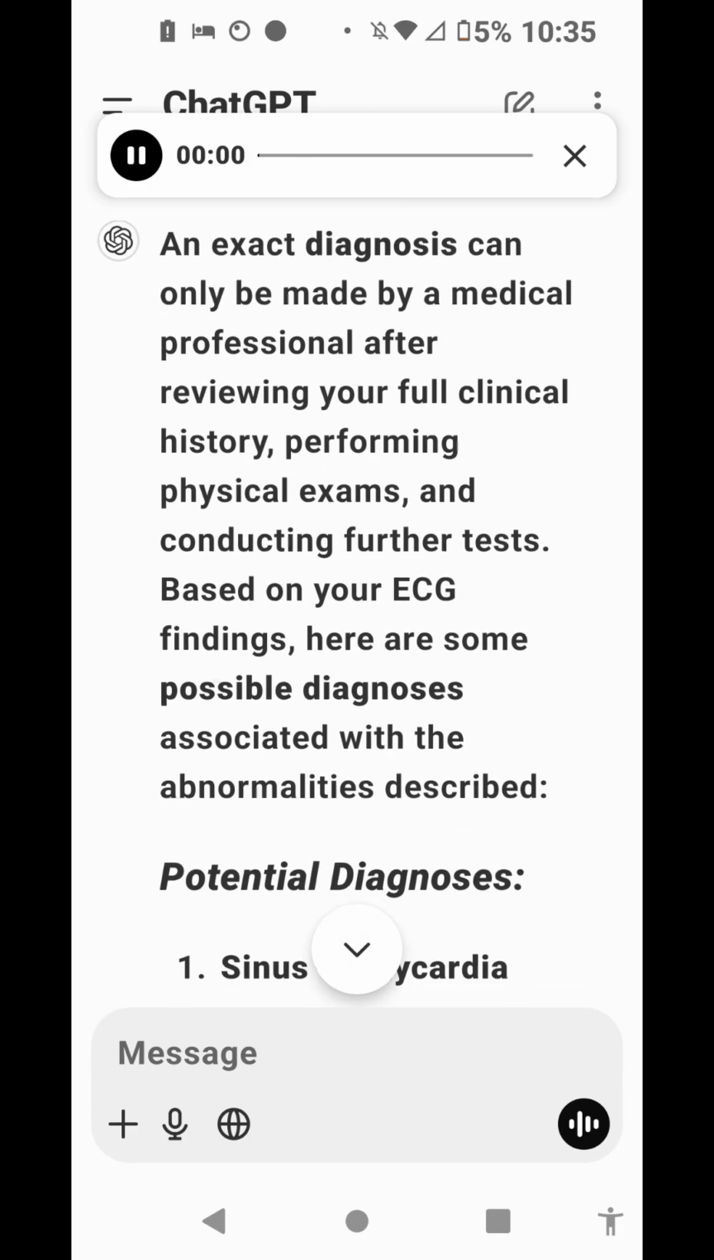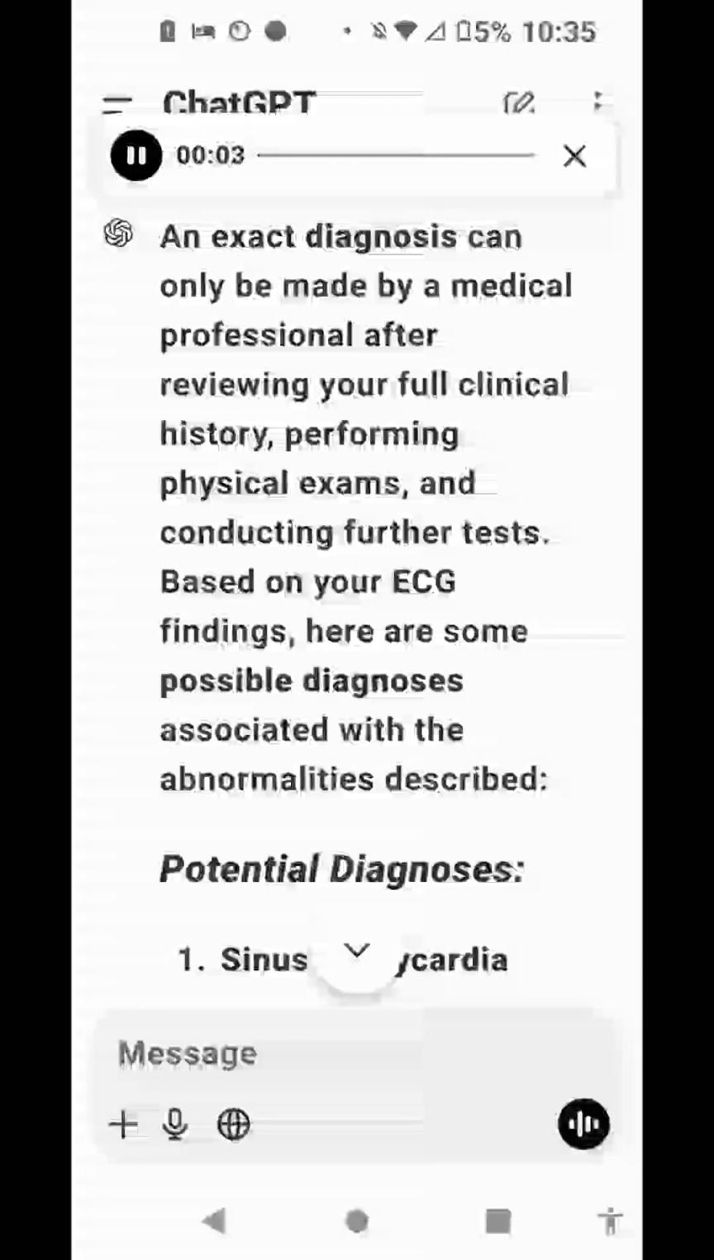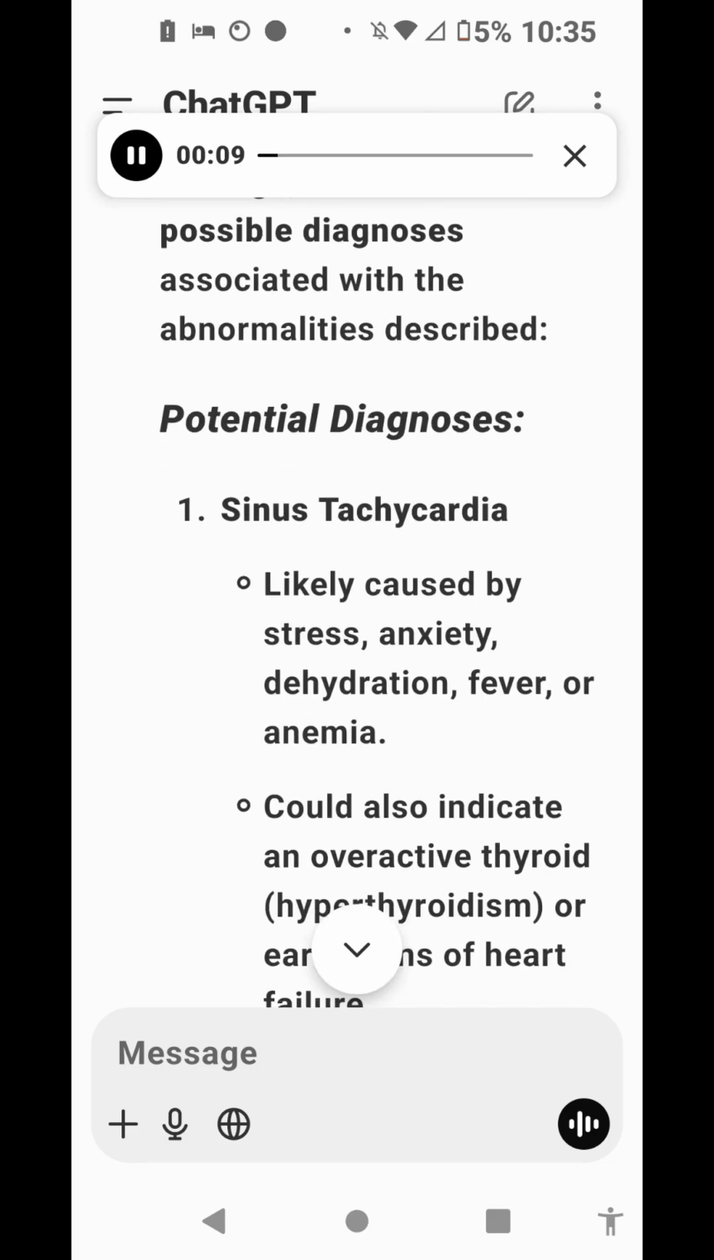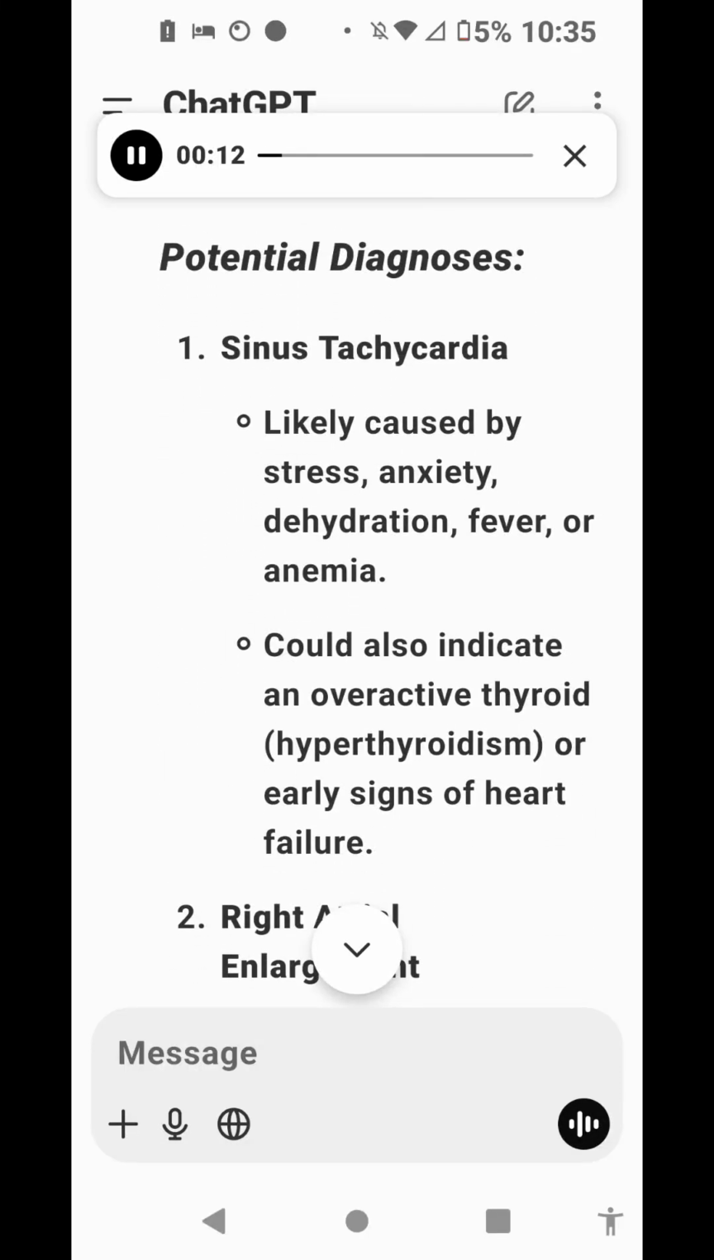An exact diagnosis can only be made by a medical professional after reviewing your full clinical history, performing physical exams, and conducting further tests. Based on your ECG findings, here are some possible diagnoses associated with the abnormalities described.